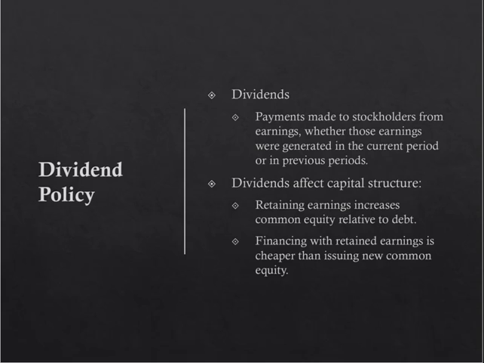And then financing with retained earnings is cheaper than issuing new common equity. Remember, when we looked at weighted average cost of capital, we looked at that financing with retained earnings piece, and then we looked at the amount with flotation costs. We saw flotation costs could be significant and could increase the weighted average cost of capital significantly as well. And so financing with retained earnings is going to be cheaper than issuing new common equity because of the presence of flotation costs.